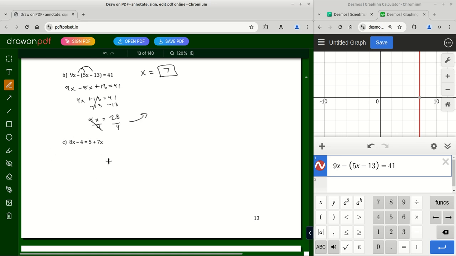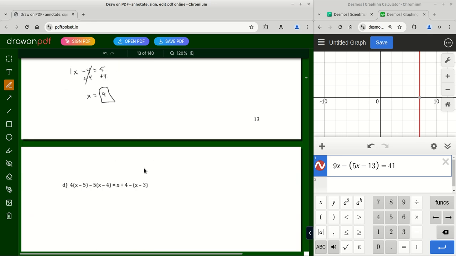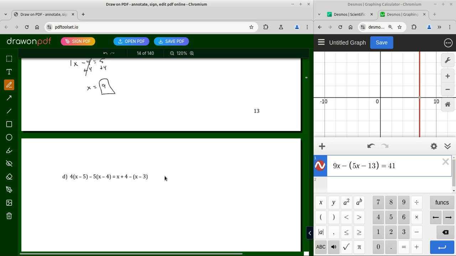So here we go, the next one. I need to get all my x's on one side and numbers on the other side. I recommend moving the 7x over here so that I got 8 minus 7 is just a 1x, which you can just write x. Add the 4 on both sides. You got a 9. See, that wasn't hard.